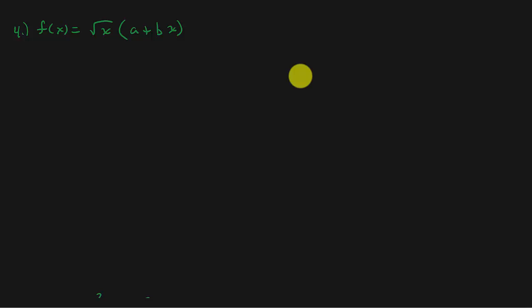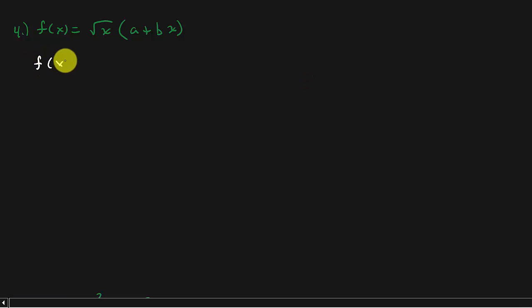All right, so I've got f of x equals the square root of x times a plus b to the x. Now, in this problem, you've got to understand that our variable is x. This is a function in terms of x. A and b, you treat those like numbers. Those are constants. All right. So the first thing I'm going to do is I'm going to change that square root of x to x to the 1/2. All right.